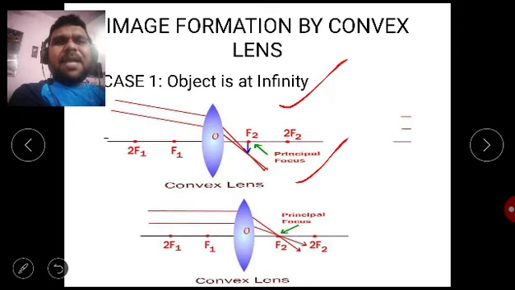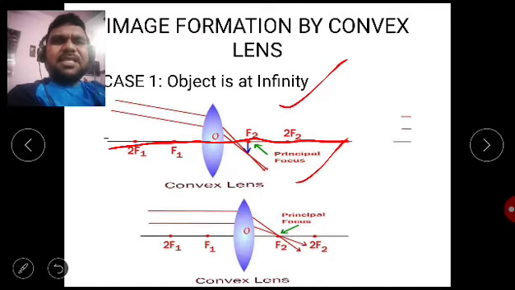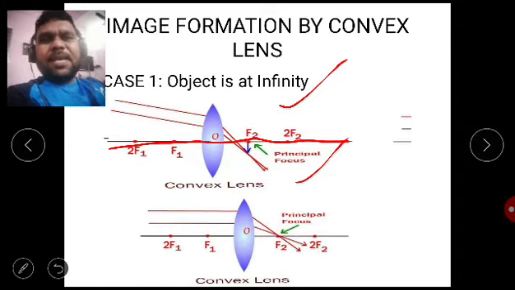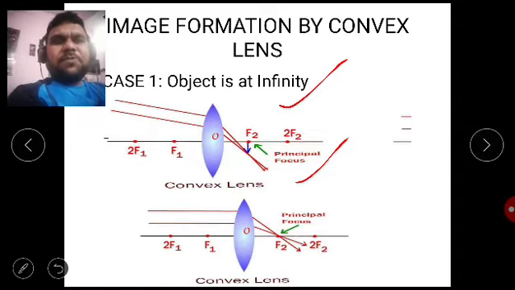Parallel rays of light may be parallel to the principal axis, or they may not be parallel to the principal axis. So in both cases, image will be formed at the principal focus.